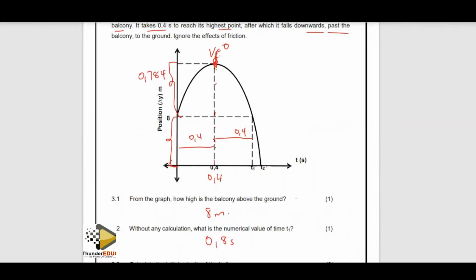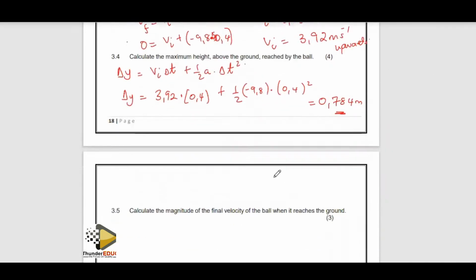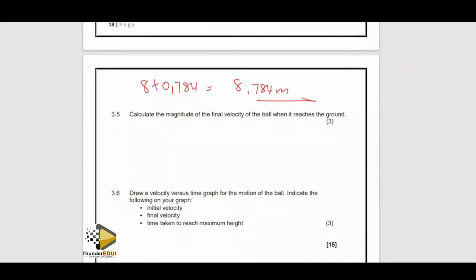Now, since they're talking about from the ground, the height from the ground, it's going to be the 8 plus the 0.784, which becomes 8.784 meters. And then 3.5, calculate the magnitude of the final velocity of the ball when it reaches the ground.